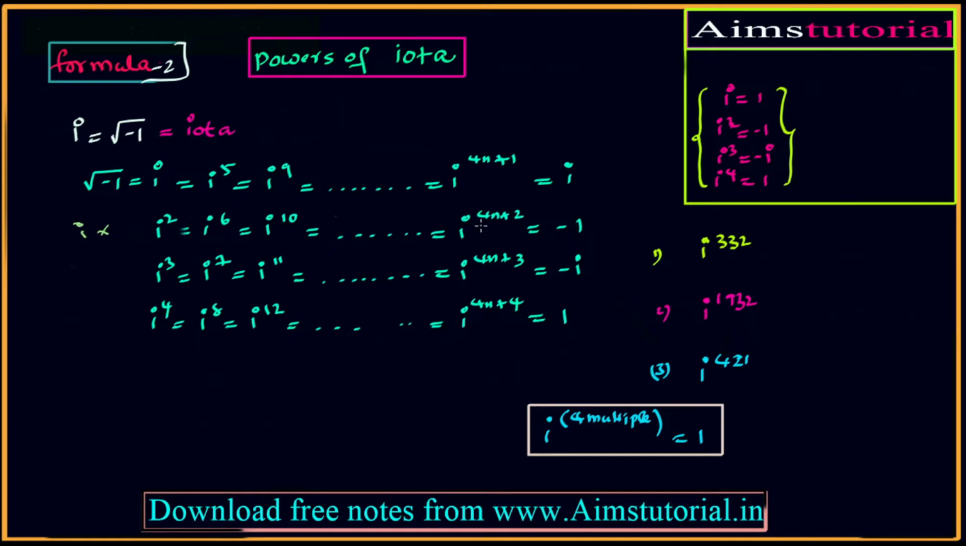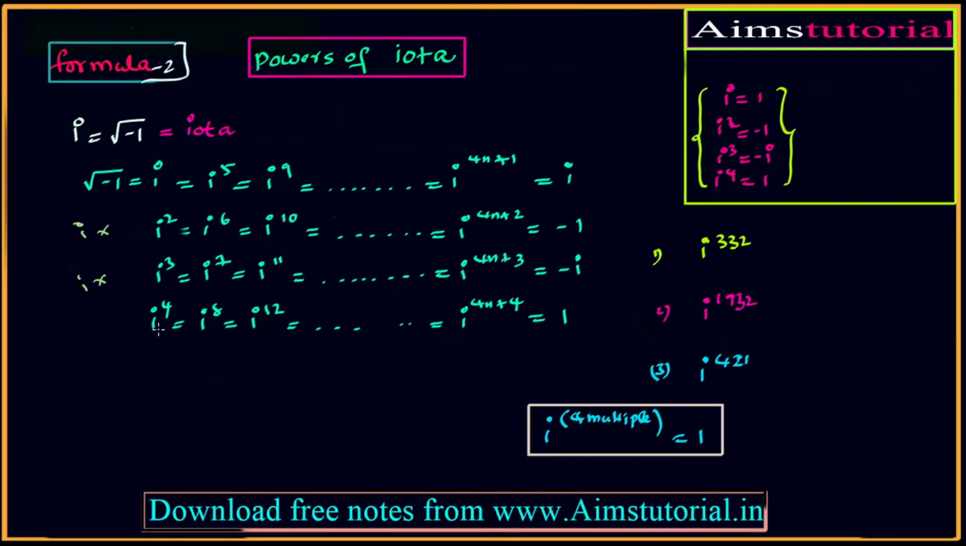This becomes i to the power of 4n plus 2. So any number in the form of i to the power of 4n plus 2 is i into i, that is i square. The value of i square is minus 1. Now if you multiply with one more i, it becomes i cube equals i power 7 equals i power 11, and so on. In general, i to the power of 4n plus 3. So the i cube value is minus i.